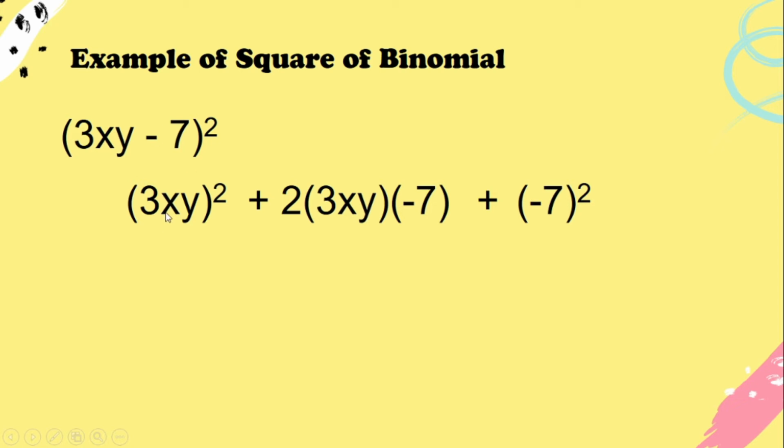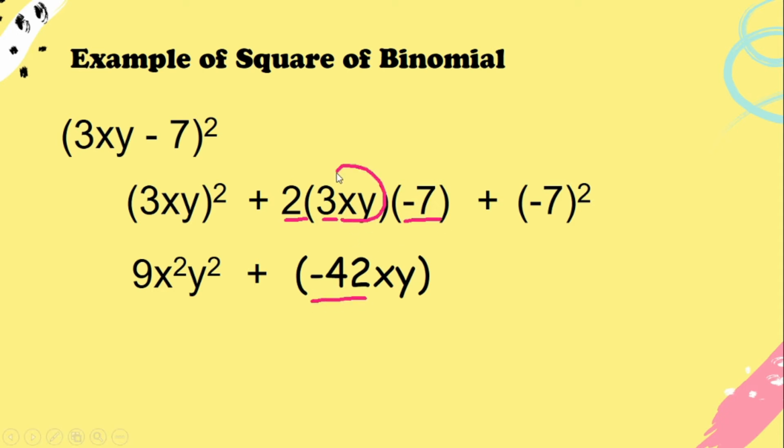So, si 3, i-raise din natin siya kay 2, so that is 9. Tama? Si x, nire-raise kay 2, so that is x squared. Si y raised din kay 2, that is y squared. That's why we have 9x squared y squared. In this case naman, we have numerical coefficients. We have 2 here, 3 and negative 7. 2 times 3, that's 6. Times negative 7, that is plus negative 42xy. 2 times 3, 6 times negative 7, that is negative 42. And then, copy the variables x and y. And then plus negative 7 times negative 7, that is positive 49.